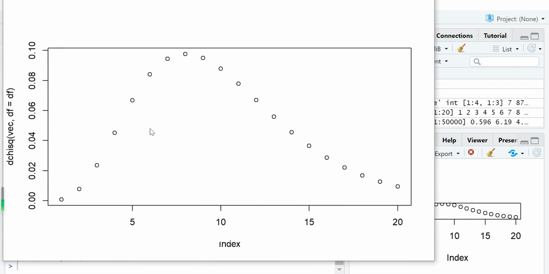So next we can also plot. We sketch a plot for these 20 values. This is very close to the shape of a chi-square distribution with 10 degrees of freedom.